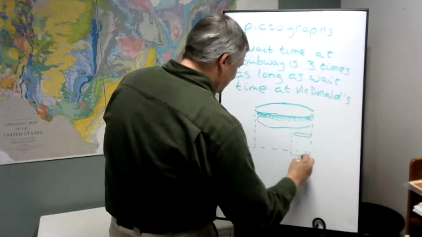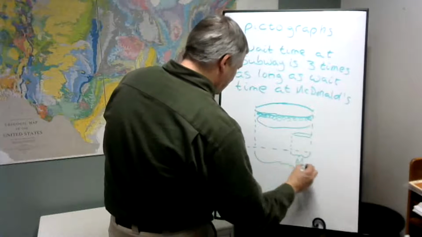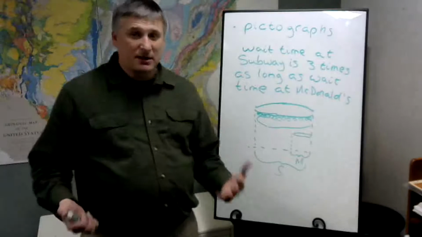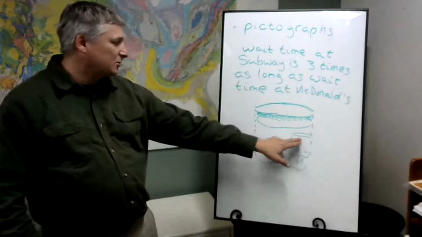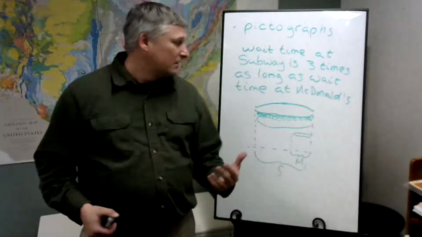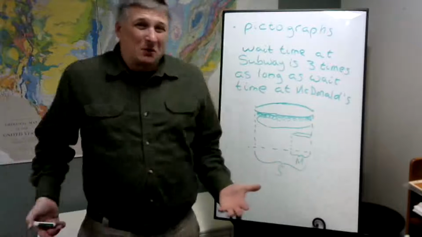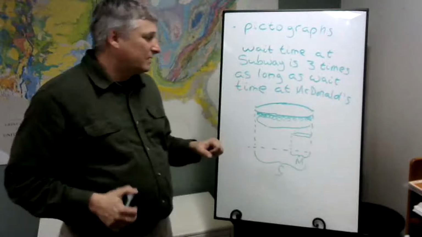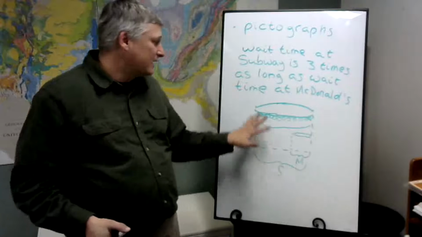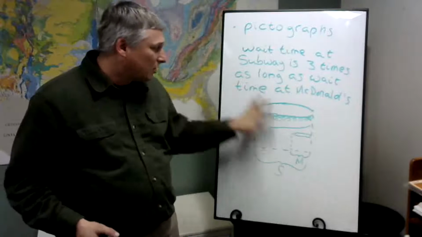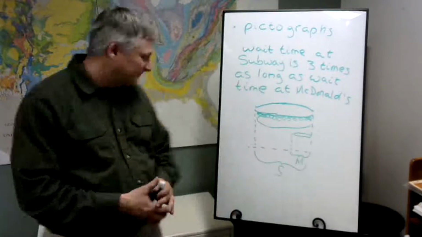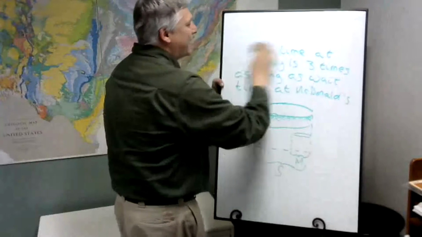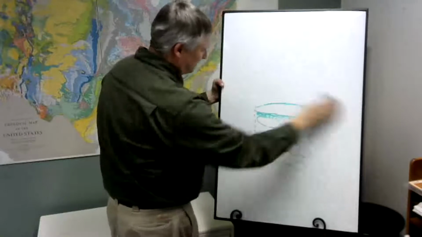So this is McDonald's, and this is Subway. So Subway is 3 times as long as McDonald's. But if you just look at the pictures and you didn't know that, it looks like Subway is a much bigger wait time. So you want to be careful with these. You could, again, mislead people into thinking that the Subway wait is much longer than the McDonald's wait. So again, it's a graph that could deceive.